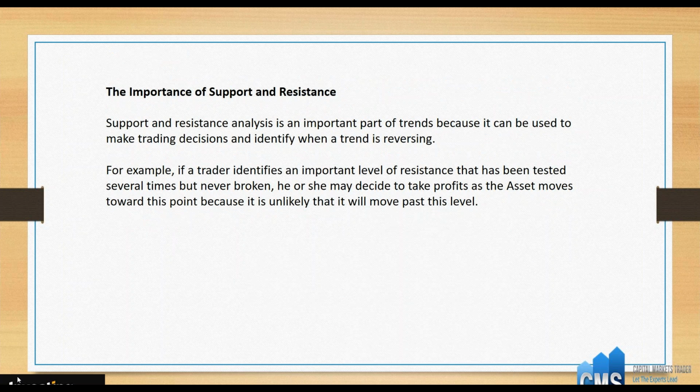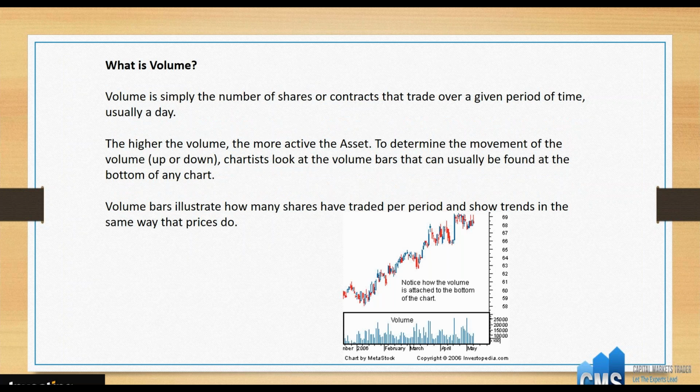So remember, support and resistance analysis is an important part of trends because it can be used to make decisions and identify when a trend is reversing. For example, if a trader identifies an important level of resistance that has been tested several times and never broken, he or she may decide to take profits as the asset moves towards that point because it's unlikely it will move past this level. So again, if you combine it with volume, volume will tell you what the traders are thinking or doing based on price movement.